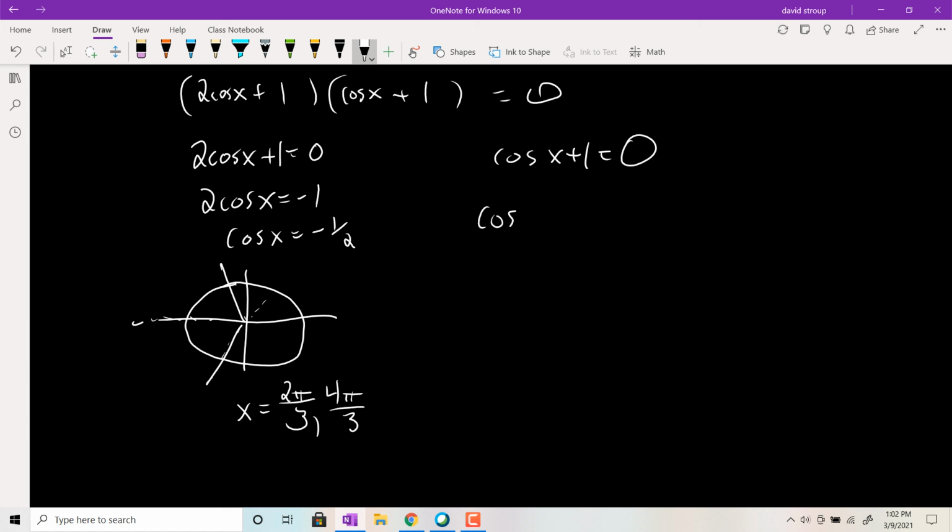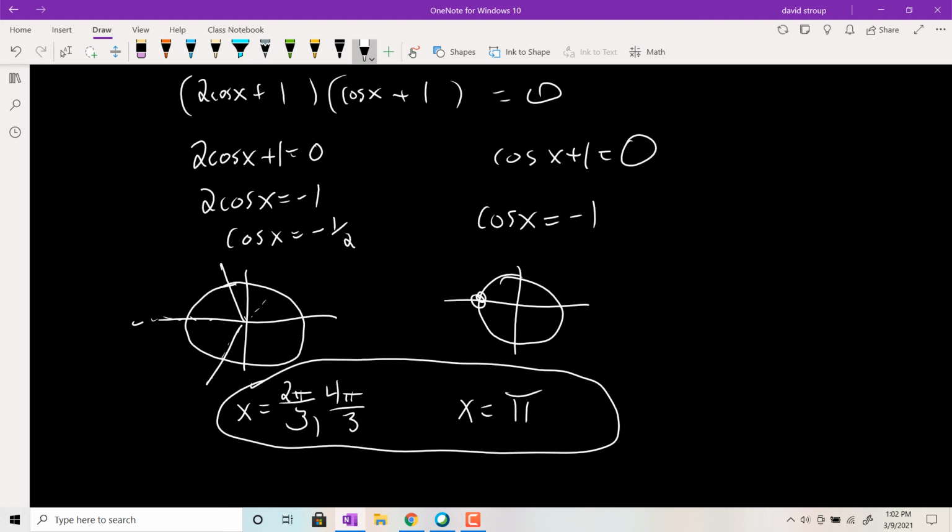For the other one, where is cosine x equal to -1 in between 0 and 2 pi? That's just going to be at pi. So x equals pi, and these will be your answers.